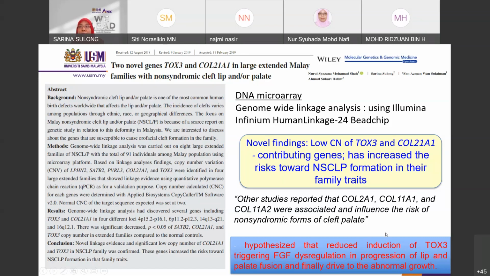In other studies, it has been reported that COL2A1, COL11A1, and COL11A2 were associated with and influenced the risk of non-syndromic forms of cleft palate. So it has been hypothesized that reduced induction of TOTS3 triggers FGF dysregulation in the progression of lip and palate fusion, and finally drives abnormal growth. For this one, we also used the Illumina Infinium Human Linkage-24 BeadChip.